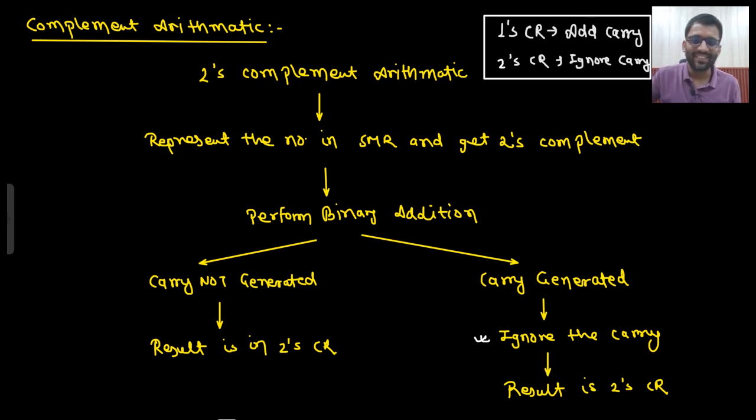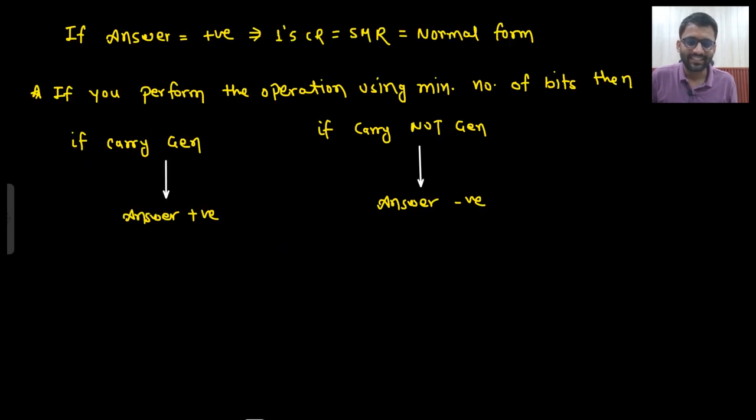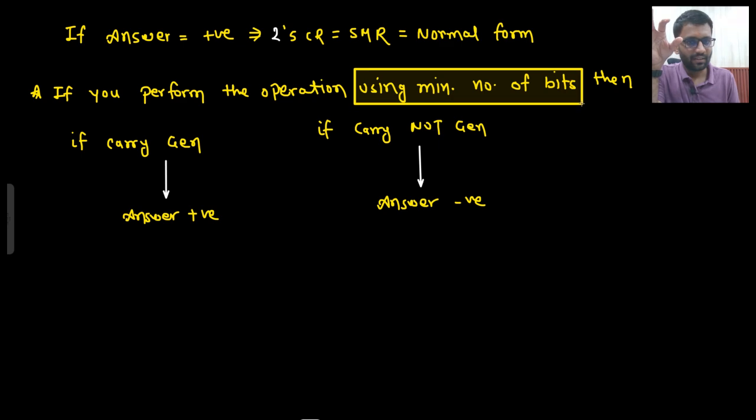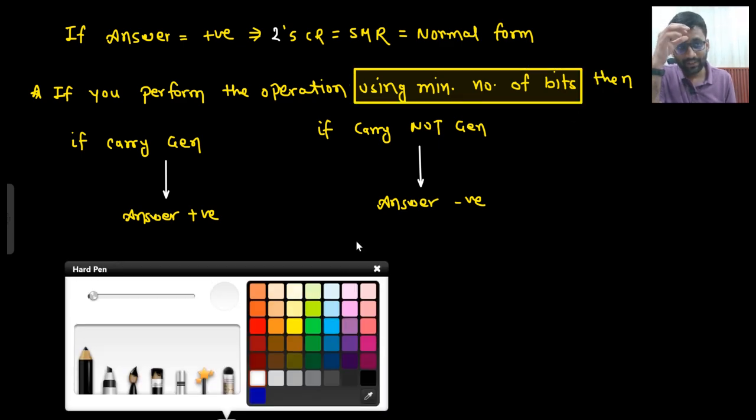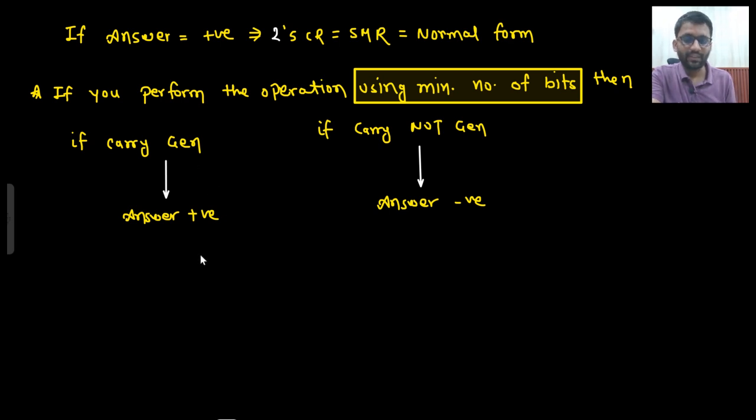Okay, so this is just a way to remember it. So let's start. The same things are written. If the answer is positive, then we can say it is 1's complement representation. Sorry, here I should have written 2's complement representation, or you can say it will be equal to 1's complement representation as well. So you can say it would be equal to 2's complement representation or sign magnitude representation or in normal form, right? And if you perform the addition using minimum number of bits, then if carry is not generated, then the answer would be negative, and if carry is generated, the answer will be positive.